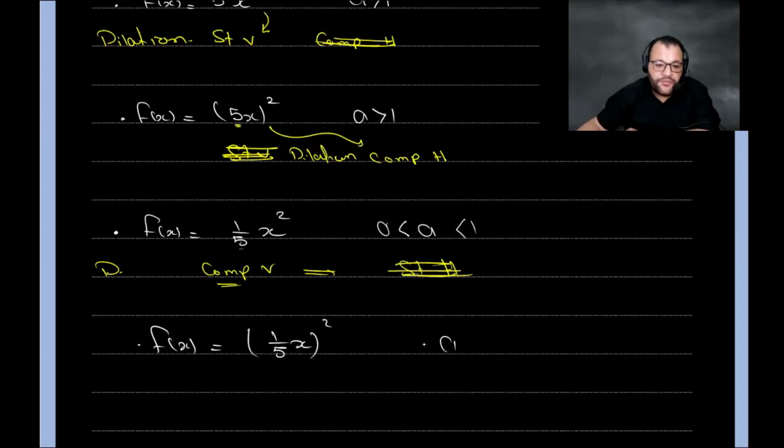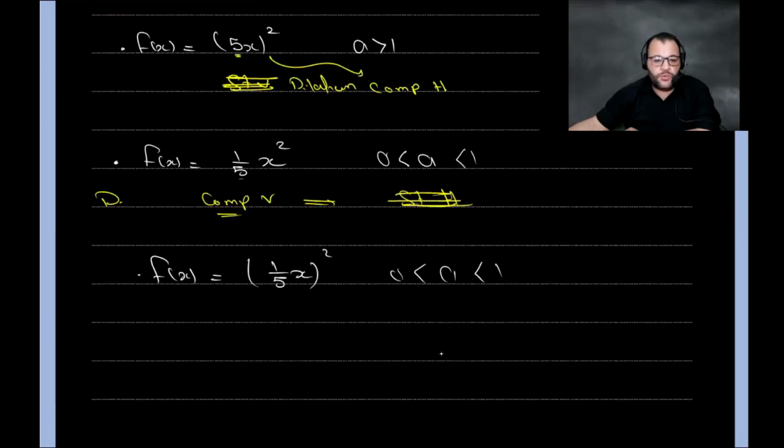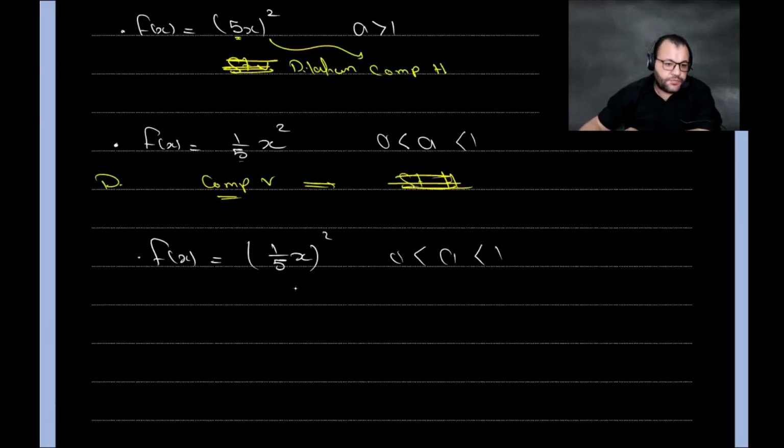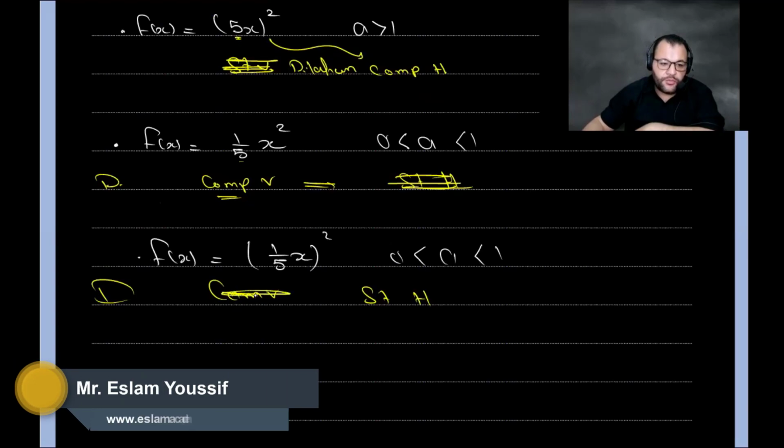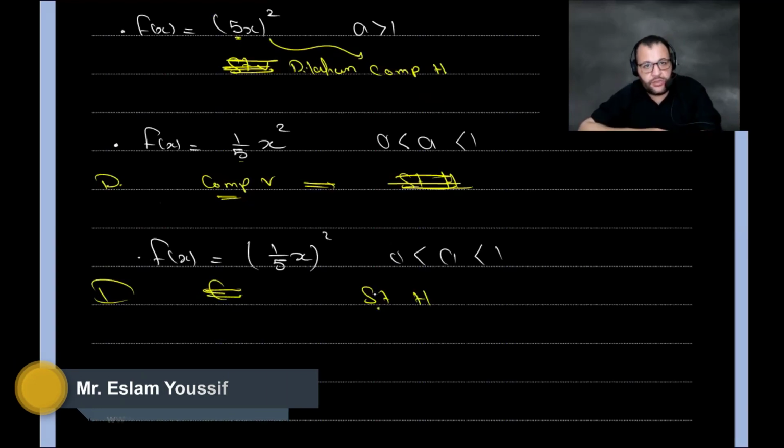Now multiply by 1 over 5. 1 over 5 is greater than 0 and smaller than 1. It means compressed. And now we have the same compressed vertical and stretch horizontal. So now we have a dilation. But I need it inside the bracket, so I need the horizontal part, so we need the compressing. So it means we have dilation by stretching horizontal.